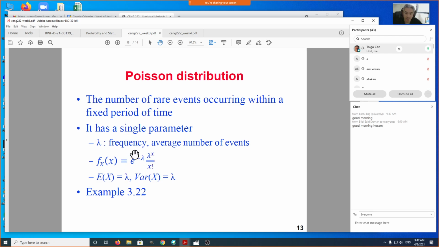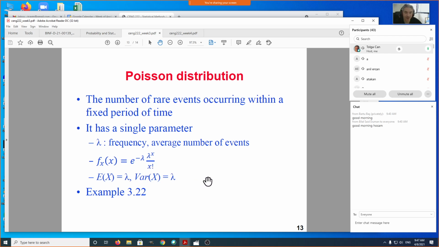If you multiply it with x and sum it from 0 to infinity, you get the expected value of x. Then you find the expected value of x squared by multiplying this with x squared and finding a summation.